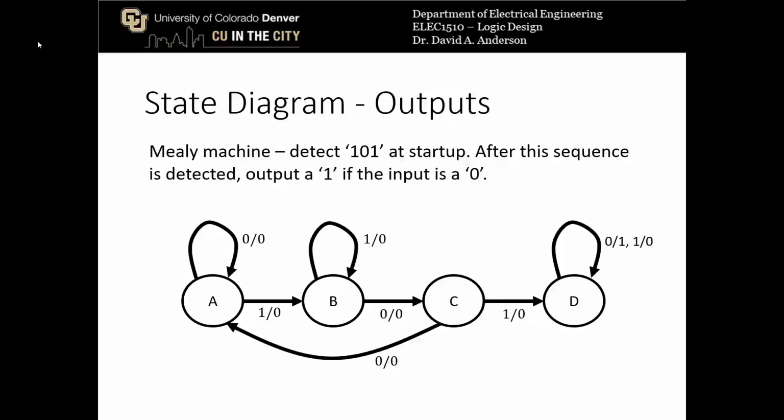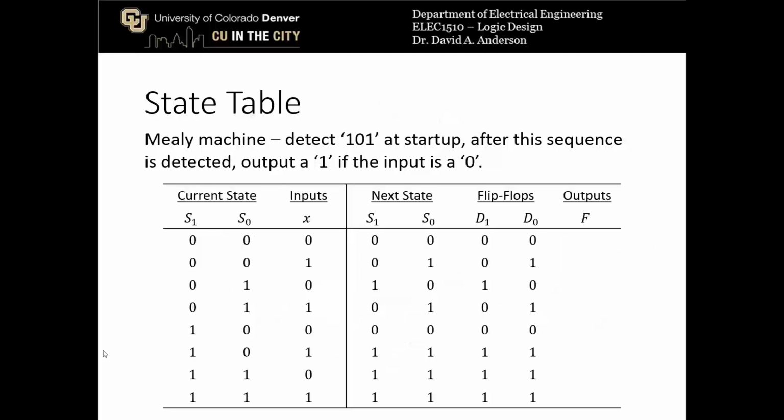And now for state D, if I detect either a 0 or a 1, I return to state D. But when I detect a 0, I output a 1. And when I detect a 1, I output a 0. So here again is the state table, this time for the Mealy machine version, where we want to output a 1 if the input is 0.